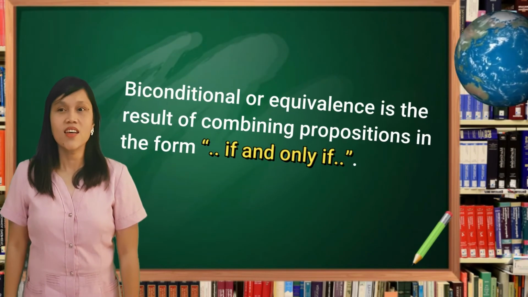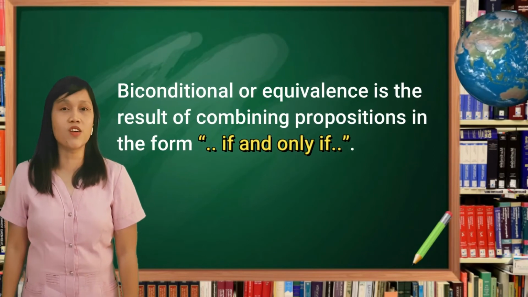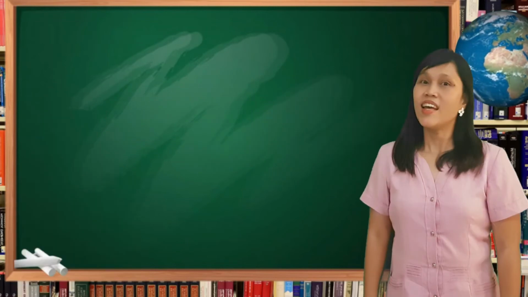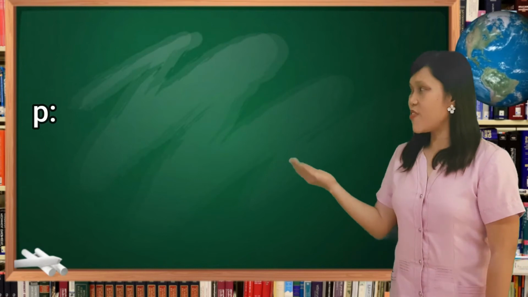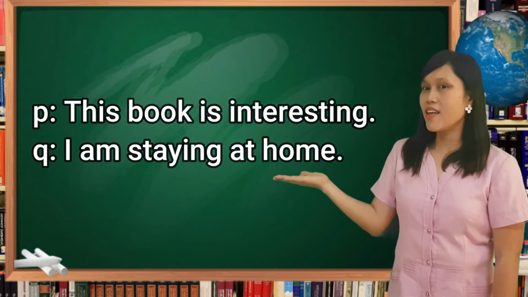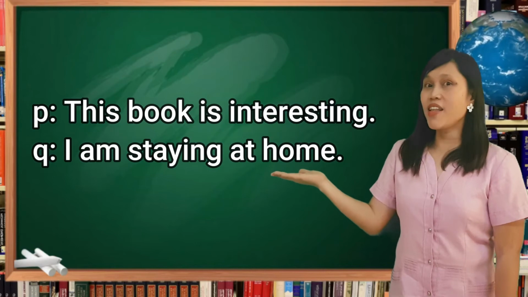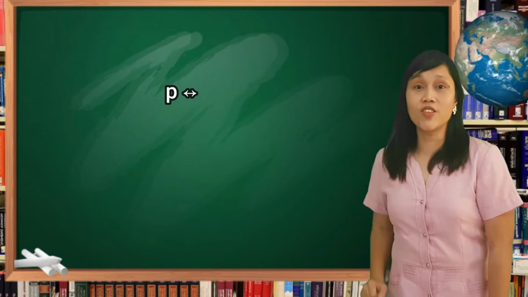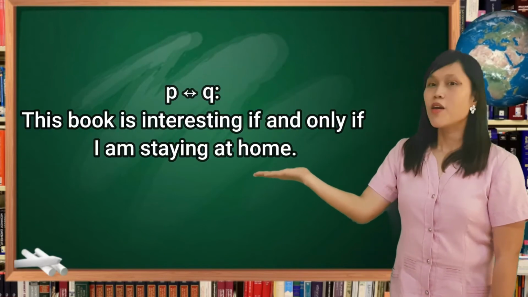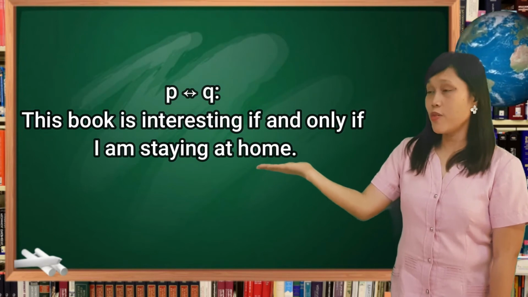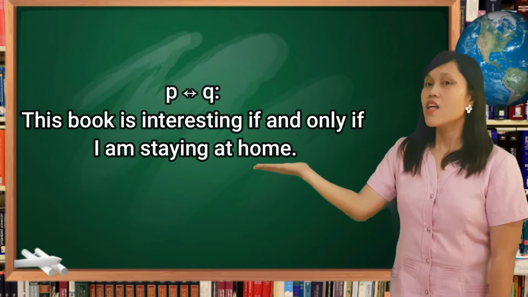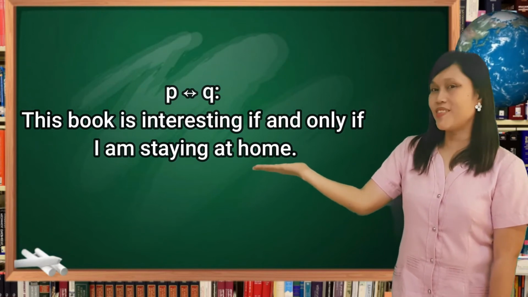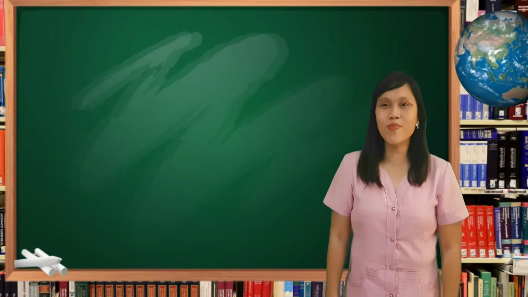Biconditional or equivalence is the result of combining propositions in the form of if and only if. Let's go to an example. Given the following propositions, P, this book is interesting, and Q, I am staying at home. Biconditional, P if and only if Q, then the answer would be, this book is interesting if and only if I am staying at home. Let's have another example.